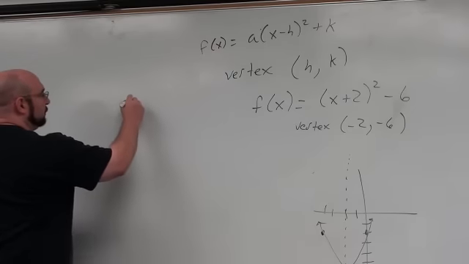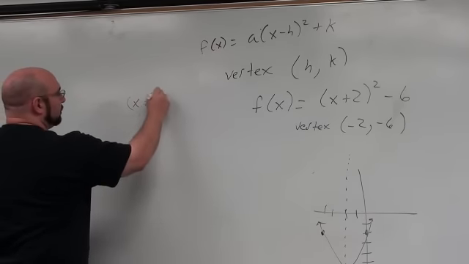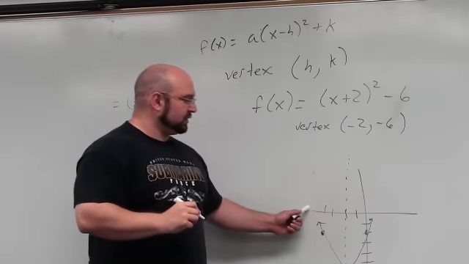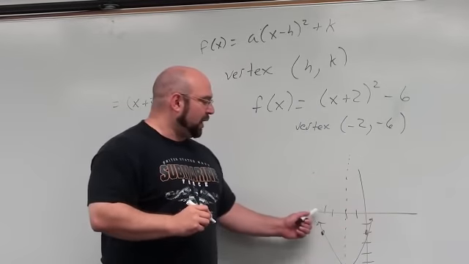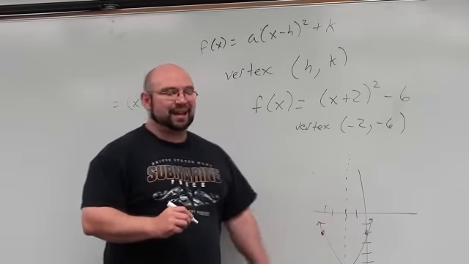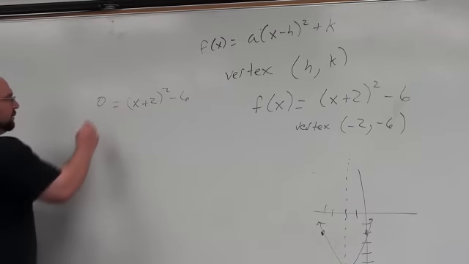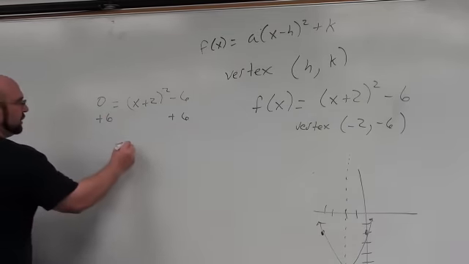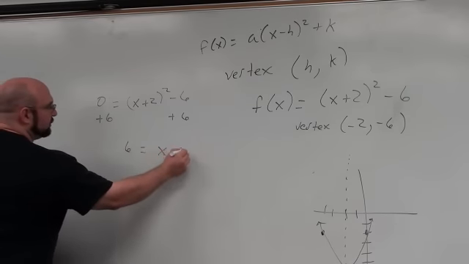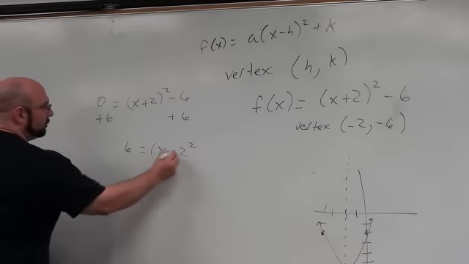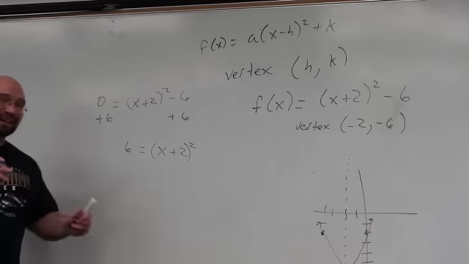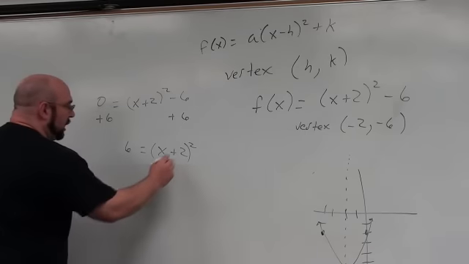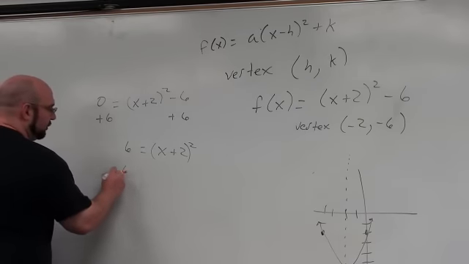If we take x plus 2 squared minus 6, well, at these points, I'm going to set this equal to 0 because my y is equal to 0 all along the x-axis. So if I set this equal to 0, I add 6 to both sides. 6 is equal to x plus 2 squared. Now, we're going to tackle this with the square root method. You can tackle it any way you want. I'm going to go ahead and take the square root of both sides.